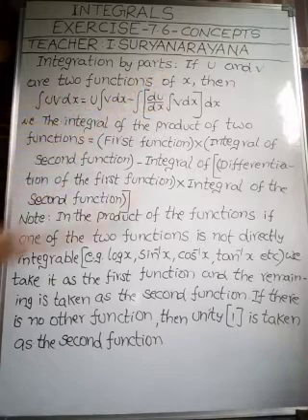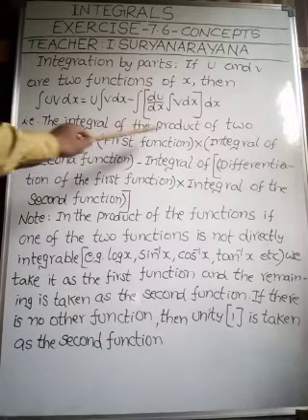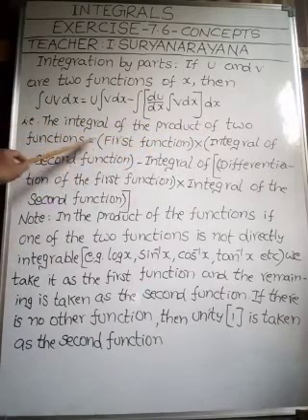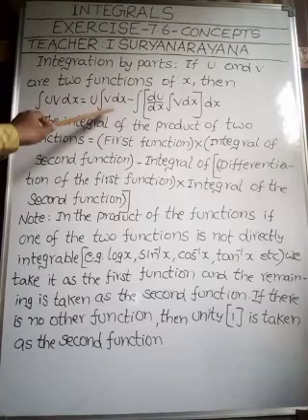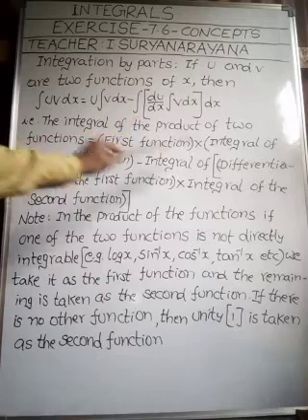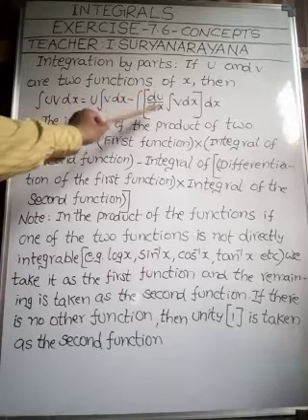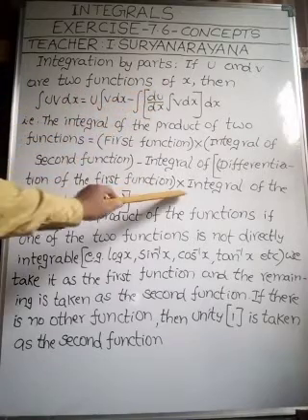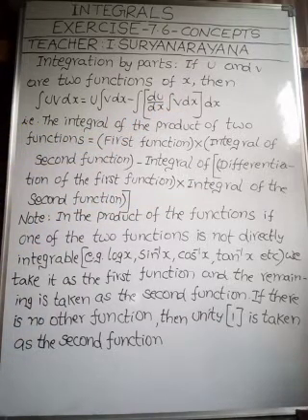This formula can be written in the form of a sentence like this: the integral of the product of two functions is equal to the first function into integral of the second function, minus integral of the differentiation of the first function into integral of the second function. Understood this point, my dear children? Now we integrate a function by the integration by parts method.